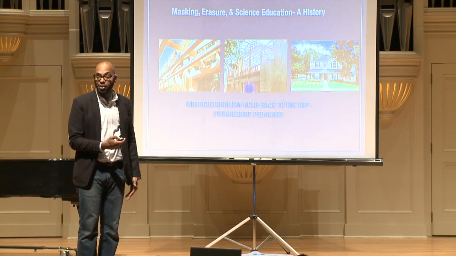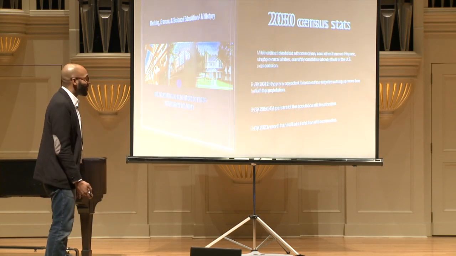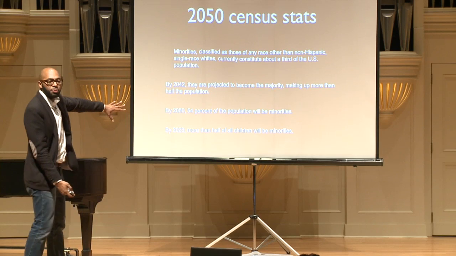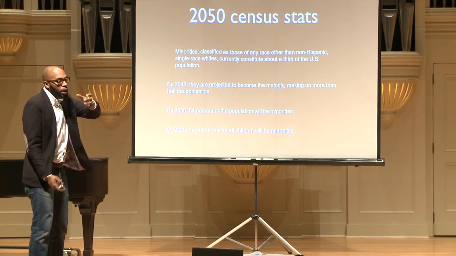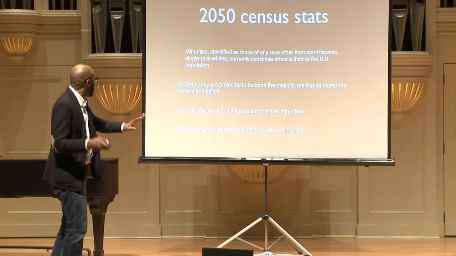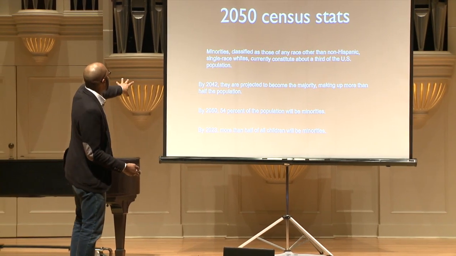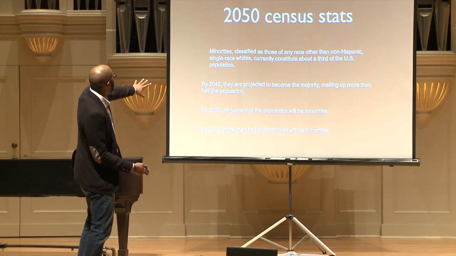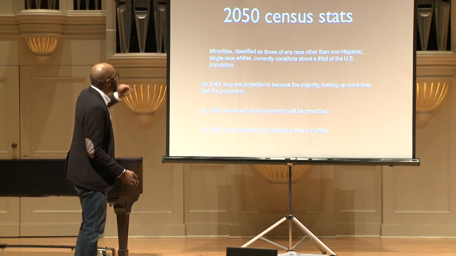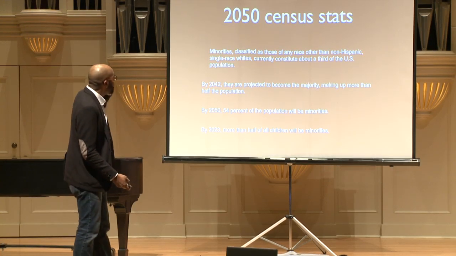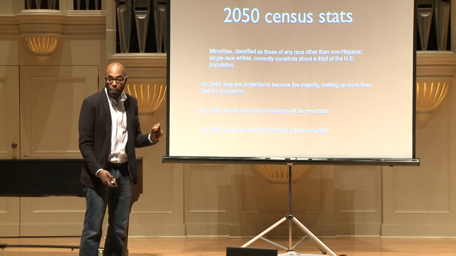So can I proceed? All right, I'm glad y'all still with me. All right, so just throw out some stats, just to really make that point really clear. Minorities, classified as those of any race other than non-Hispanic, single white race whites, currently constitute about a third of the US population. By 2042, they are projected to become the majority, making up more than half the population.